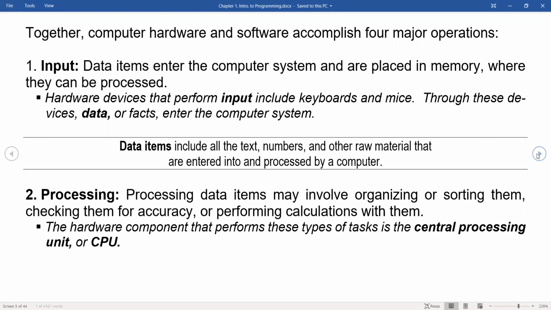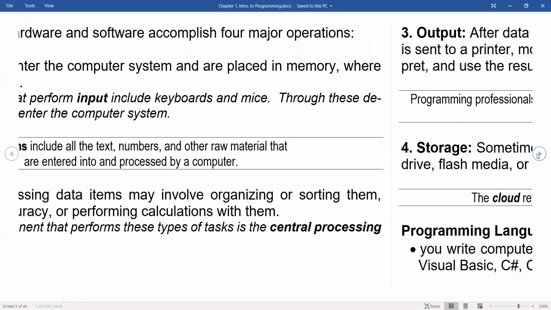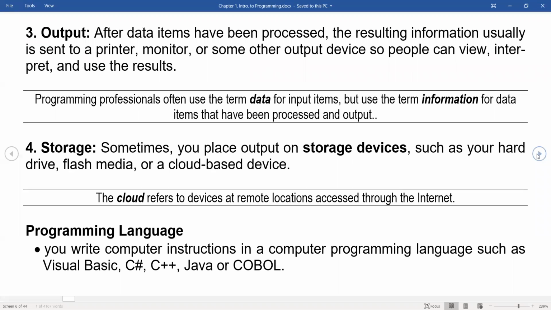When we say processing, processing data items involves organizing, sorting, checking, and performing calculations. The hardware component that performs these tasks is the central processing unit, or our CPU, which is considered to be the brain of our computers. All data are processed by our processor, which also requires storage.